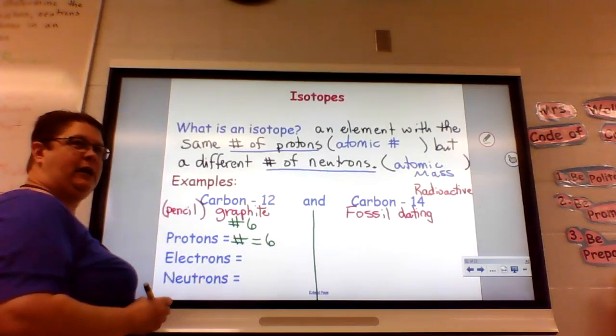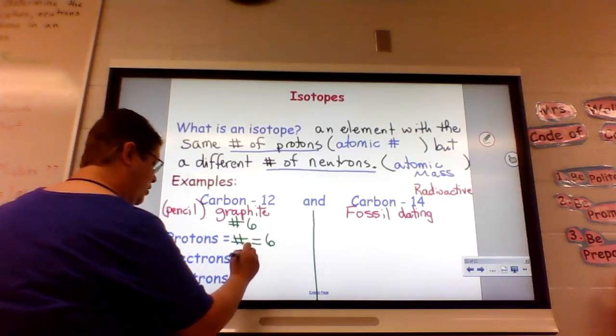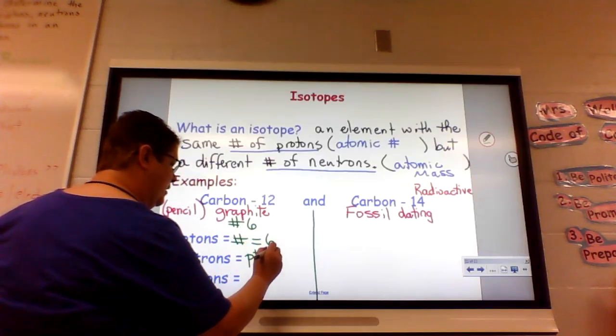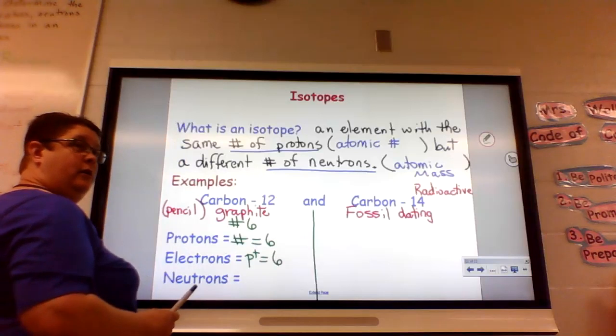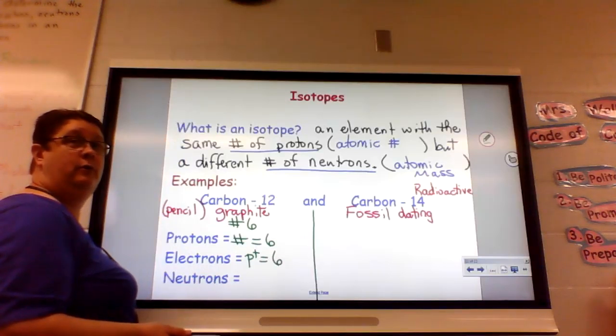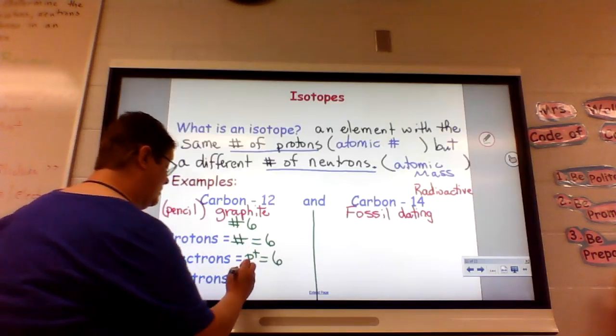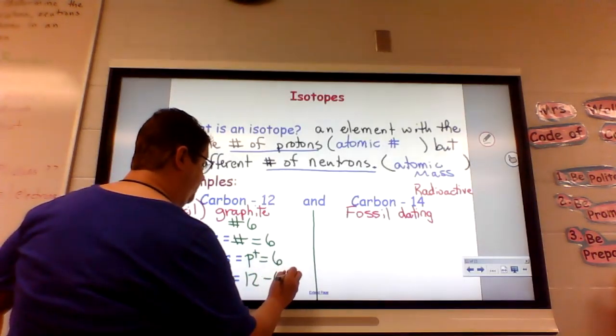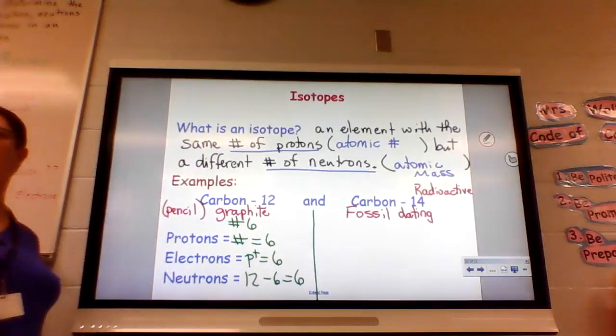So Markel, how many electrons are there? 6. Because the protons and the electrons have to be the same, so there's 6. And then neutrons. All right. So to find the neutrons, we do what? Subtract. So 12 minus 6 is 6. All right. So now to do carbon 14.